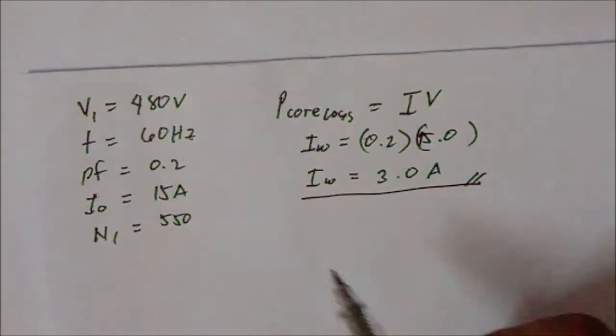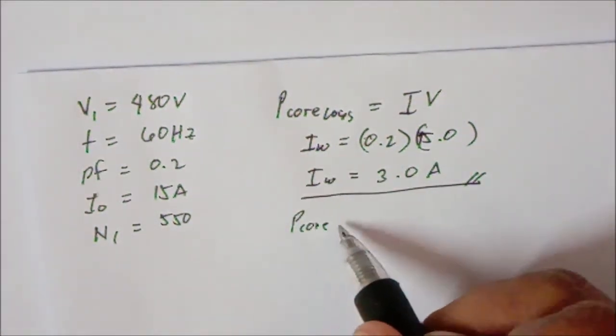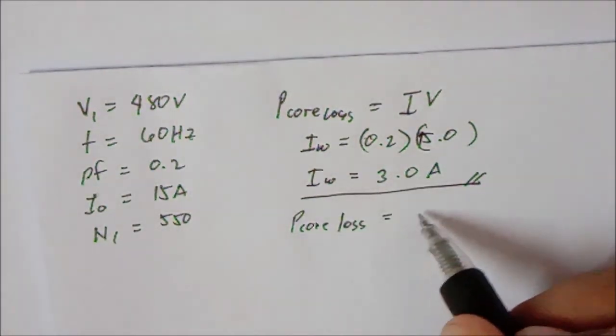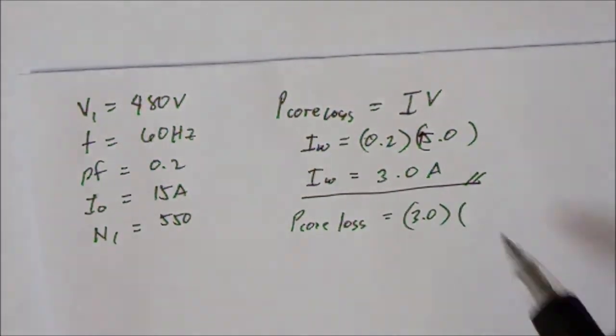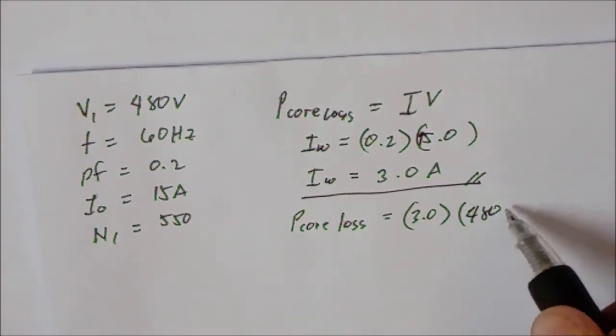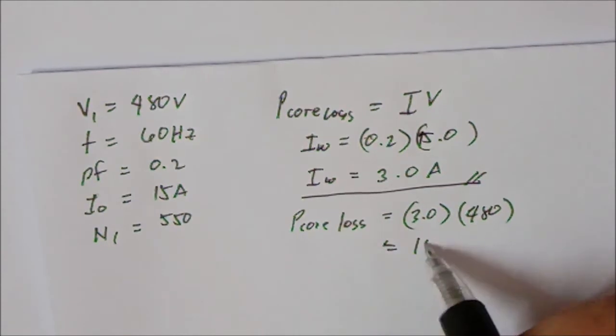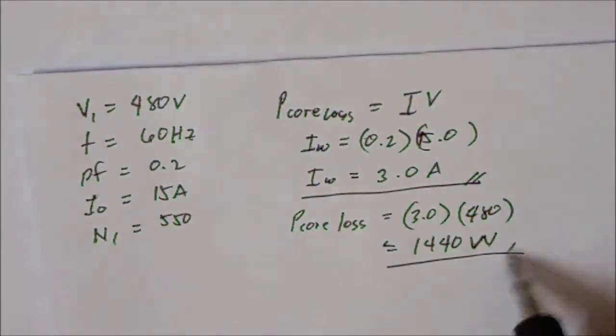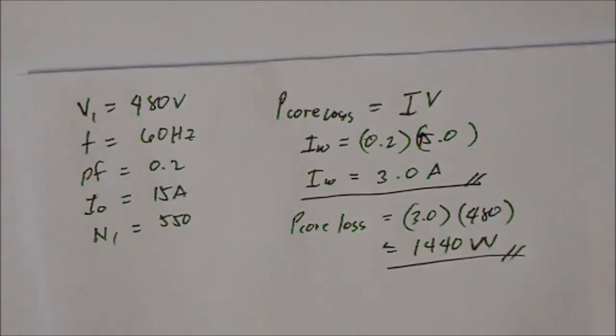So, para ma-compute natin si core loss, is equivalent to I is 3.0 amperes times voltage is equivalent to 480 volts. So, equal siya sa 1,440 watts. Okay. So, meron na tayong 1,440 watts. Ano pang kailangan nating makuha? So, yung ating kailangan pang makuha ay maximum flux of the value of the core.